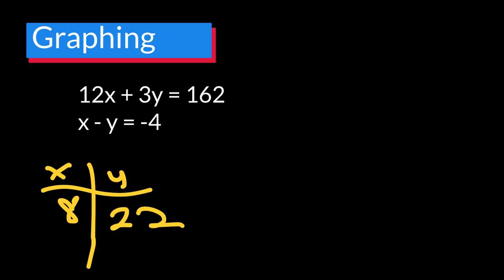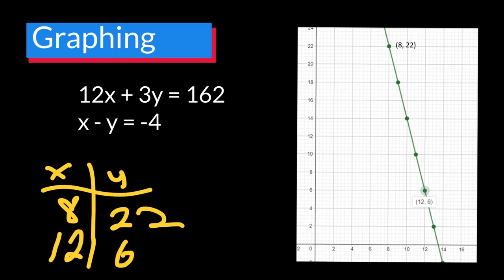So we need at least one more set of coordinates. What would happen if x were equal to 12? Well, if we work it out the same way, we'll find that y would be equal to 6. So now we have 2 points. We have x 8, y 22, and x 12, y 6. So if we plot those 2 points and draw a line, it'll look like this.